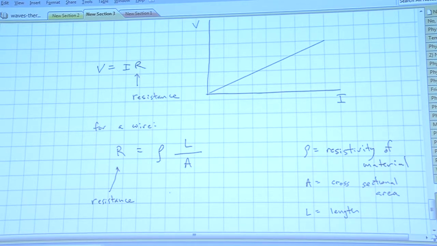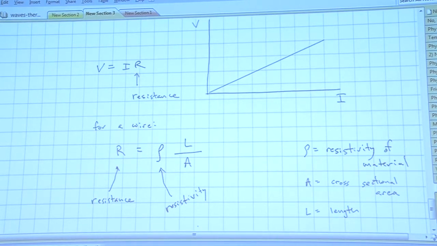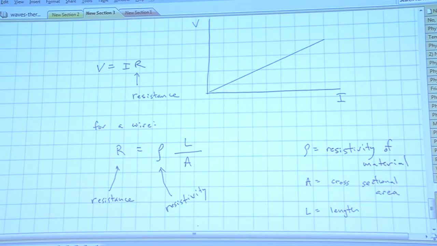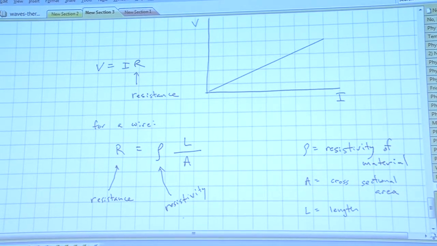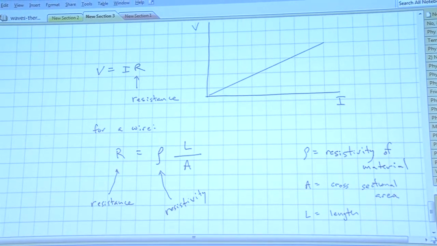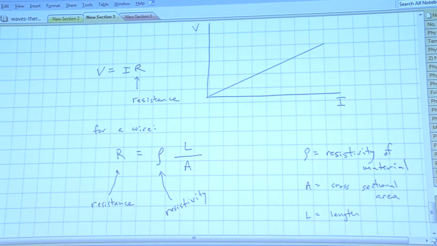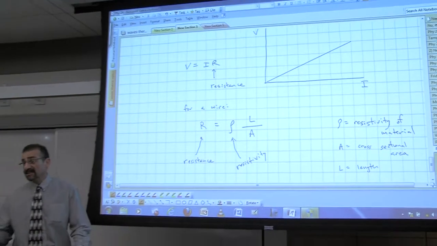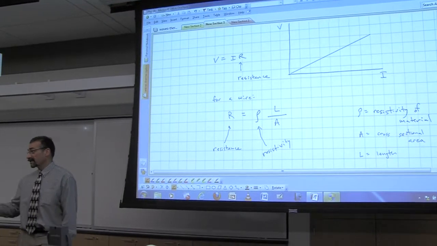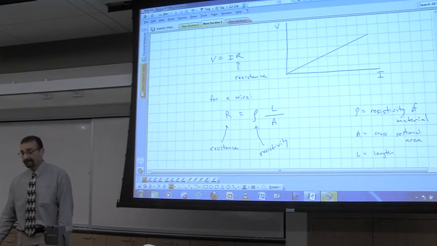Rho is resistivity. That is just a function of the material. If our wire is made out of aluminum, it has a certain resistivity. If it's made out of copper, it has a slightly lower resistivity. Okay? So resistivity is a function of the material. Resistance is the actual wire, right? The dimensions. Not just the material, but also the dimensions. Okay?